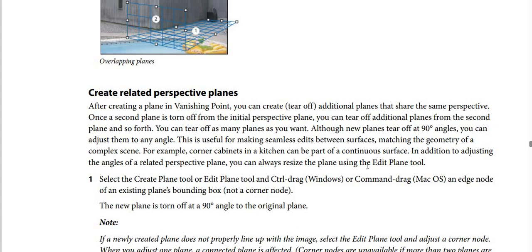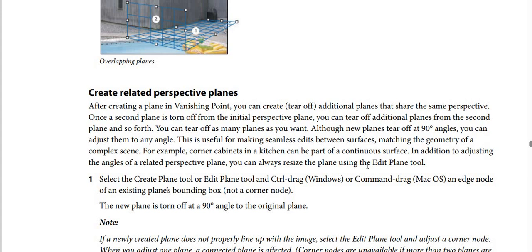By the way, after creating a plan in Vanishing Point, you can tear off additional plans that share the same perspective. Once a second plan is torn off from the initial perspective plan, you can tear off additional plans from the second plan, and so forth. And you can also tear off as many plans as you want. And also new plans tear off at 90 degree angles. You can adjust them to any angle.